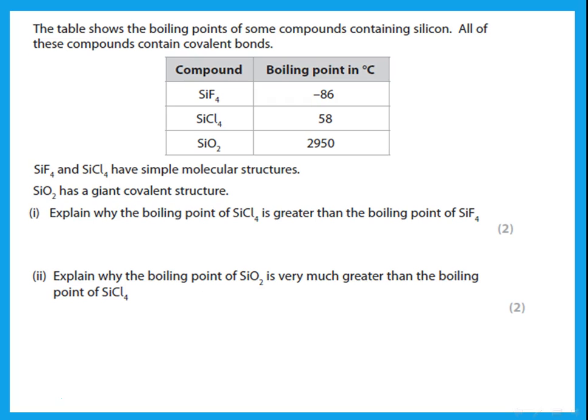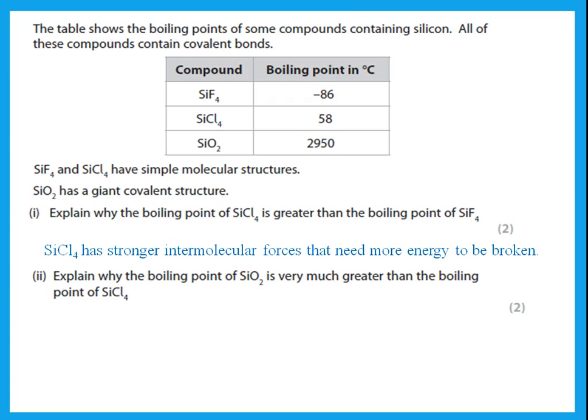Okay, this is another question. The table shows boiling points of some compounds containing silicon. All of these compounds contain covalent bonds. Silicon fluoride and silicon chloride have simple molecular structures. SiO2 has a giant covalent structure, and that's why from the table SiO2 has a much higher boiling point than the others. Now, first of all, explain why the boiling point of SiCl4 is greater than the boiling point of SiF2. If both of them have simple molecular structures, what would be the difference between them to make one of them have a higher boiling point?